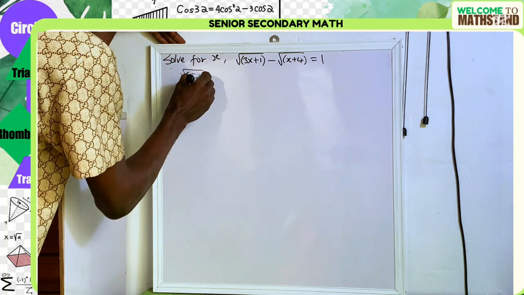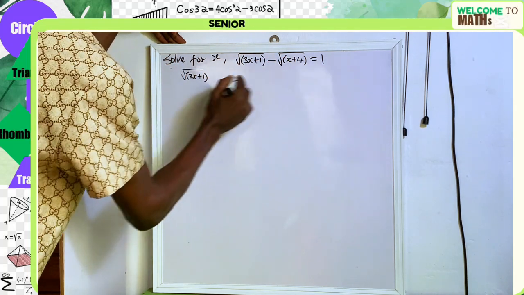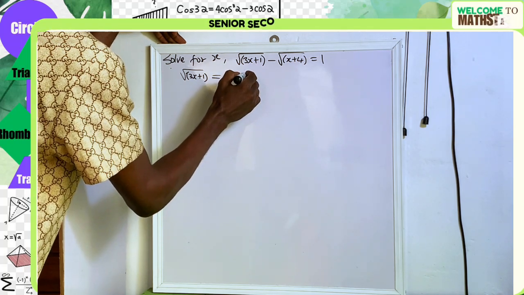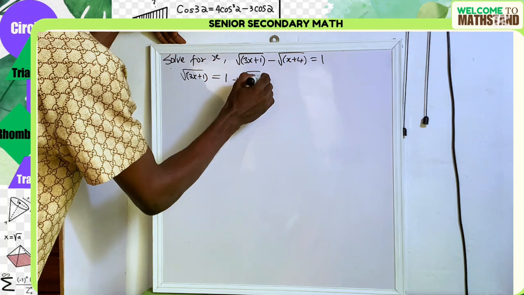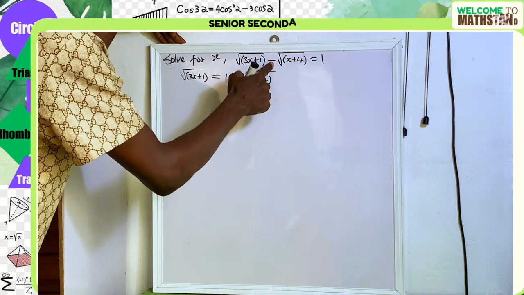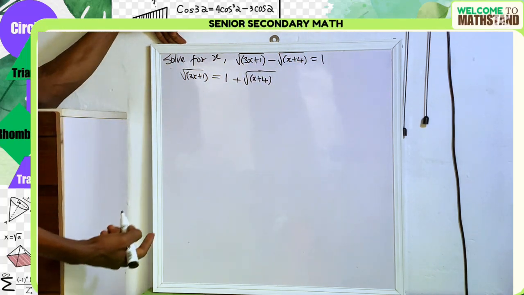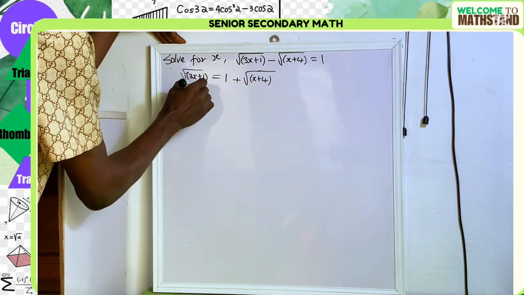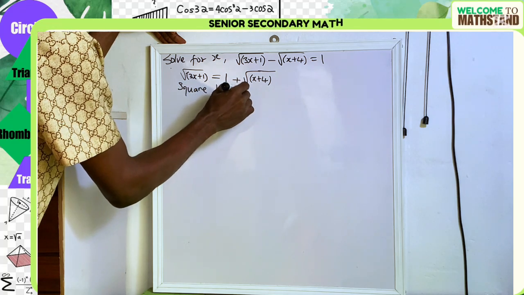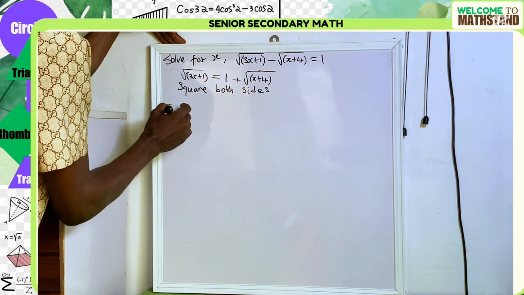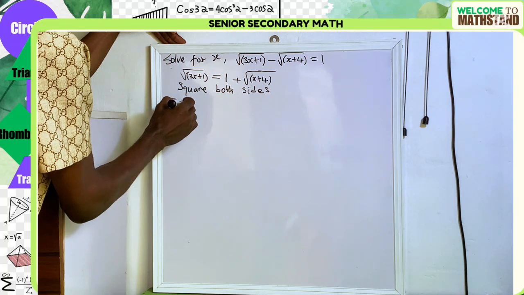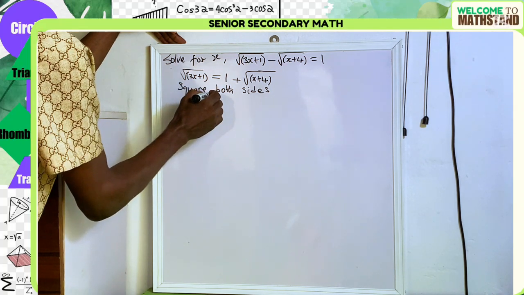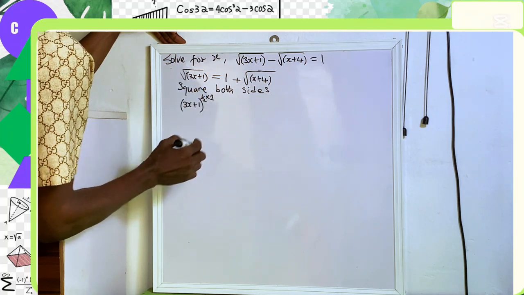3x plus 1. Let's take this to the other side, it will be equal to 1 minus, 1 plus square root of x plus 4. Remember, this negative sign crossing the sign of equality turns to plus. So that's why we have this. So after having this, let's square both sides. Square both sides. So when squaring both sides, this is the same thing as 3x plus 1 raised to the power of 1 over 2. For us to square both sides, then this square will come here.